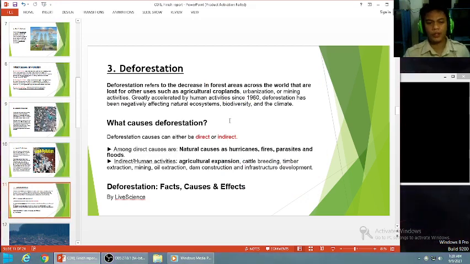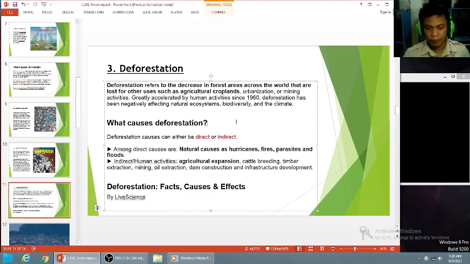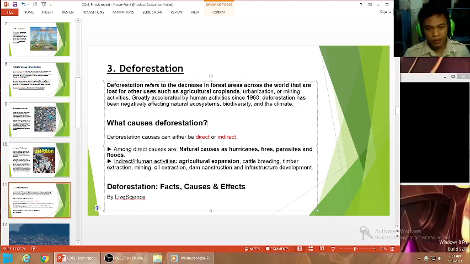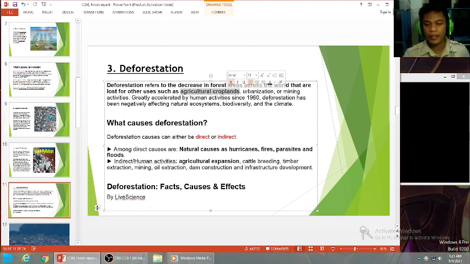What is deforestation? It is the cutting down of trees in our mountains for our personal interest, such as agriculture, building houses, and raising animals in the forest. Now, deforestation refers to the decrease in forest areas across the world that are lost for other uses such as agriculture, croplands, urbanization, or mining activities.